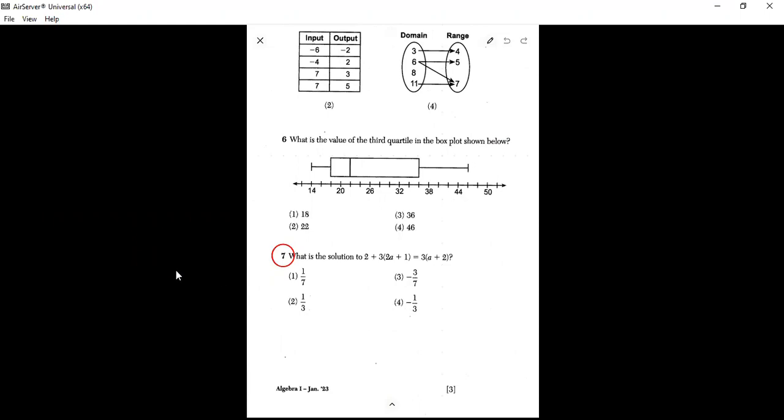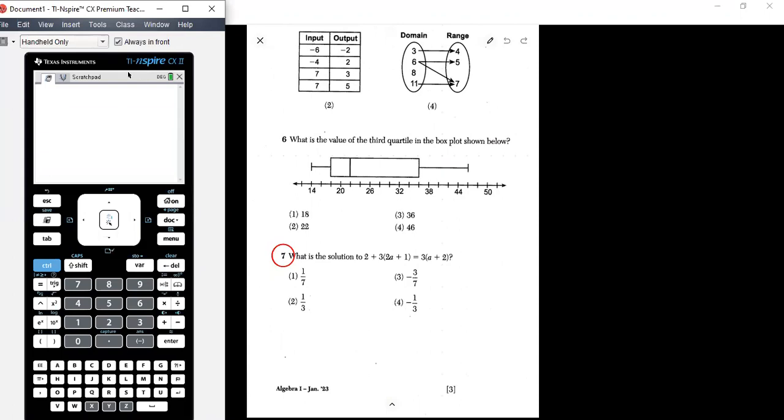Let me pull the calculator up real quick. So what you see here is I have the equation 2 plus 3 times (2a plus 1) equals 3 times (a plus 2). So what you should see is that it has an equal sign. It also has the word solution, and it has one variable. So I can use nSolve.